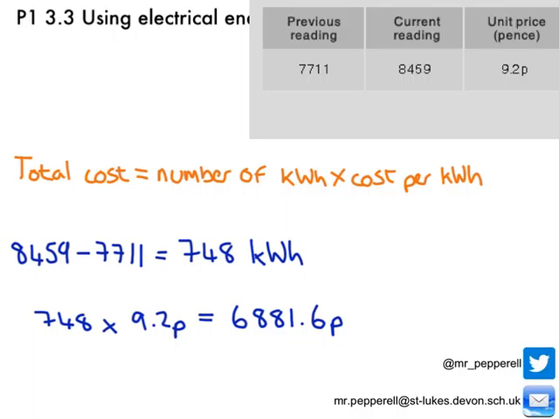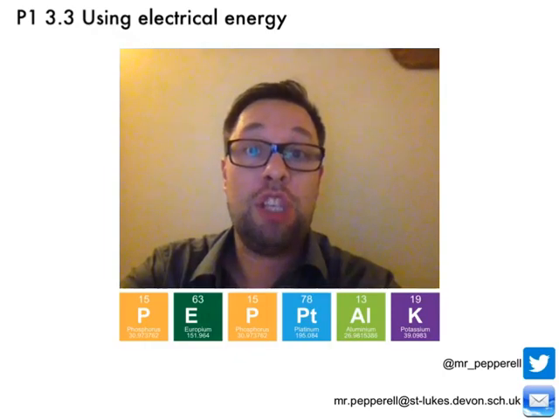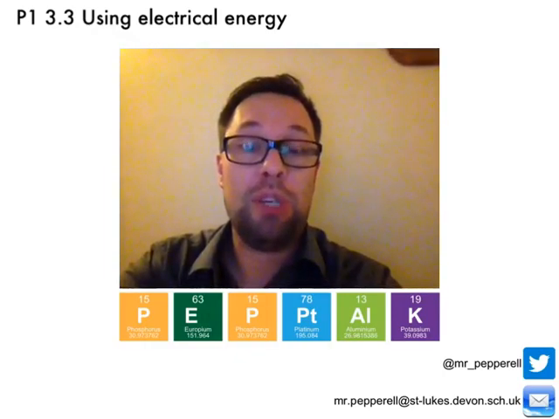6,881.6 pence. But of course I'm not going to get my electricity bill measured in pence. It means the same thing as £68.82. So you can see all they've done is they've rounded up that last penny there to squeeze every last penny out of me. So that's everything we need to know about using electrical energy and calculating the cost.